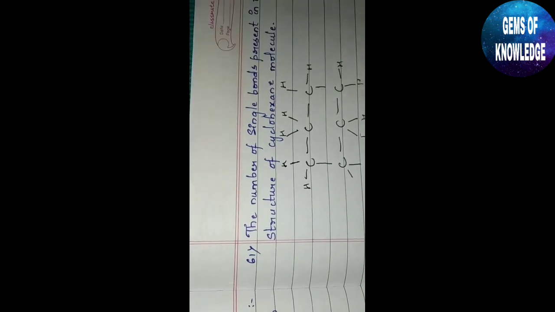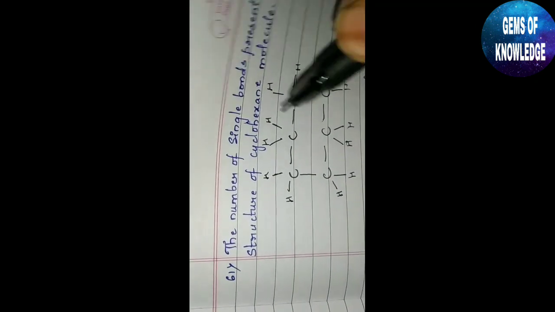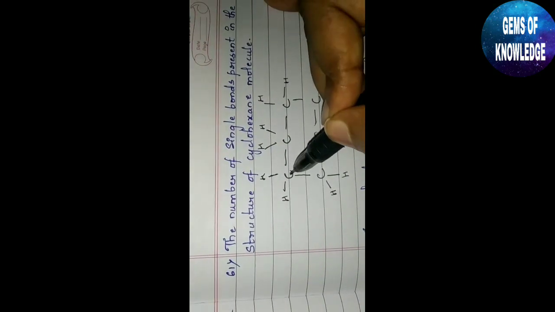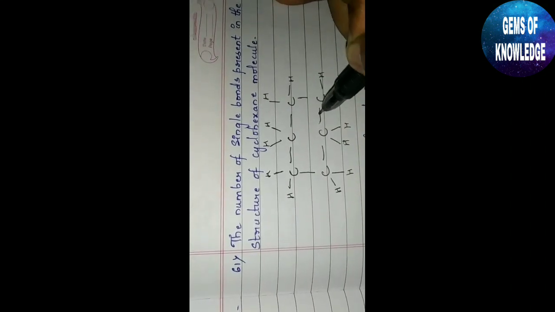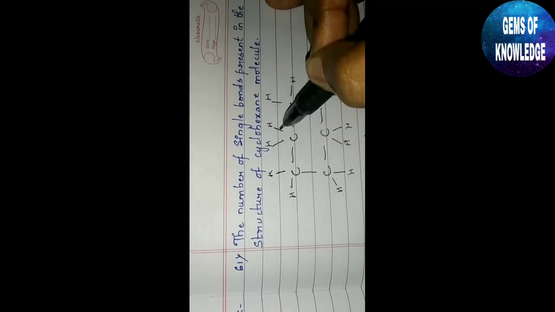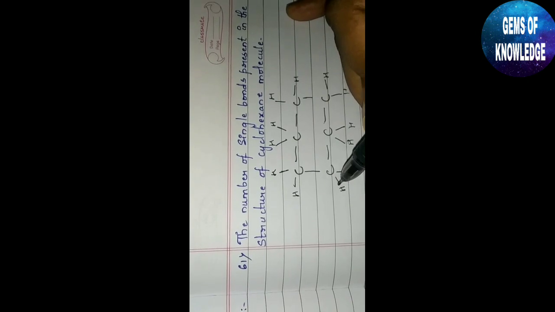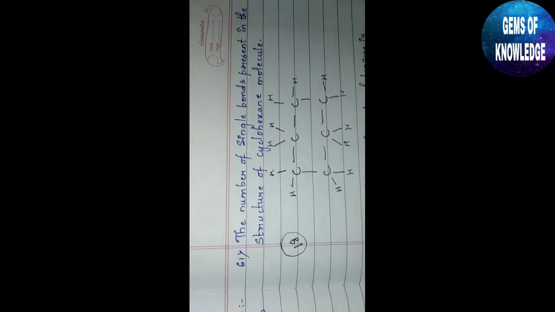Now after attaching the hydrogen, what we have to do is count the single bonds which are present here. So you can see already, 1, 2, 3, 4, 5, 6. Then 7, 8, 9, 10, 11, 12, 13, 14, 15, 16, 17, 18. So how many bonds are present? Here 18 bonds are present. So the correct answer is 18.